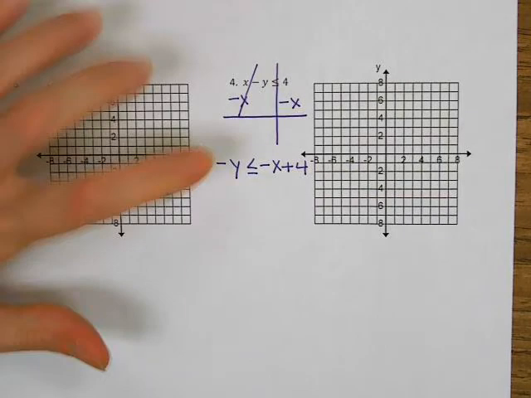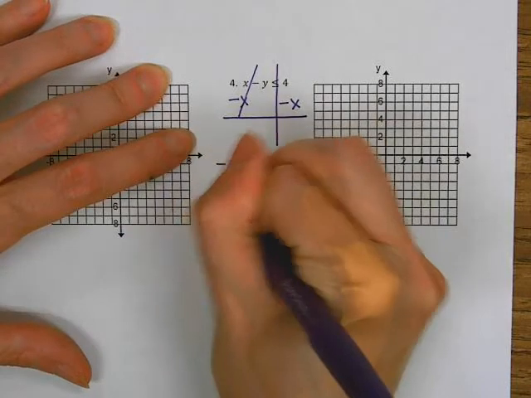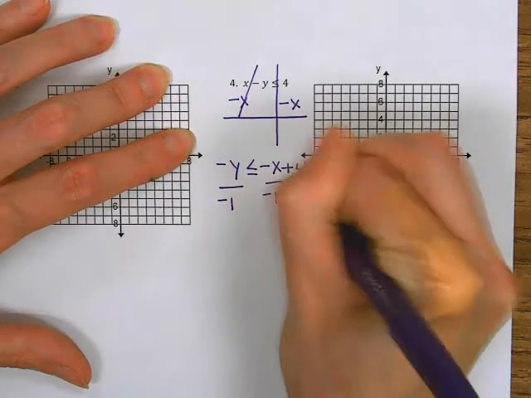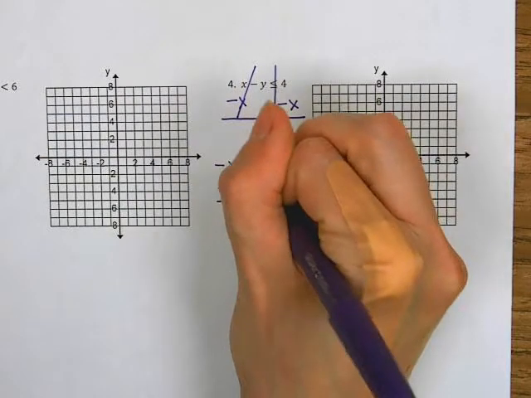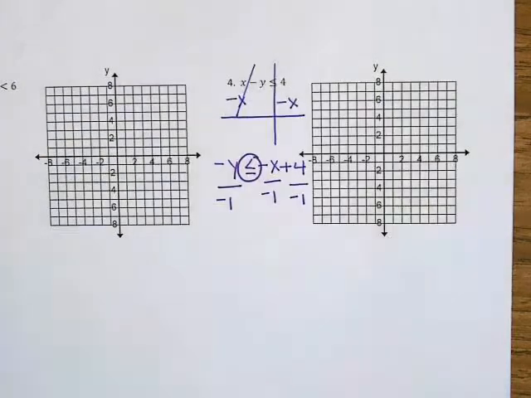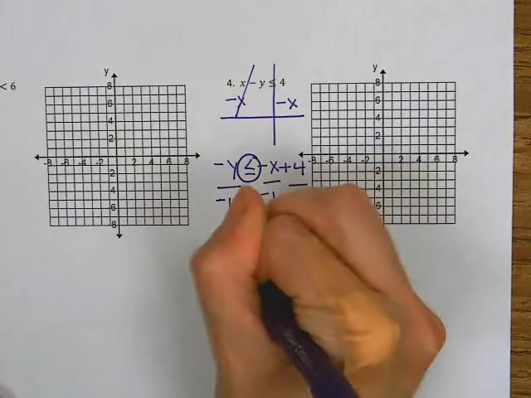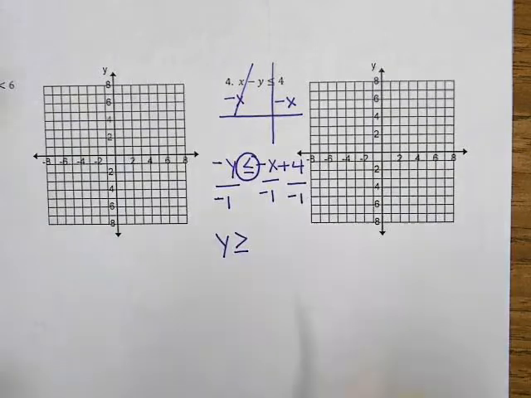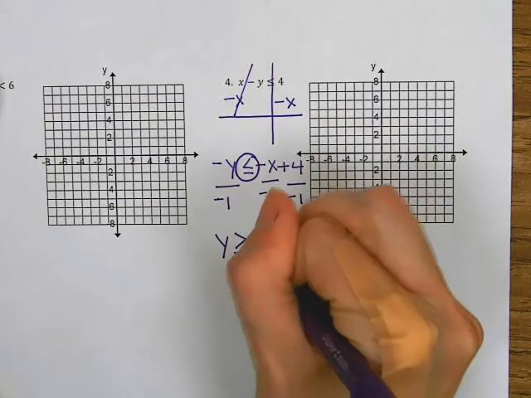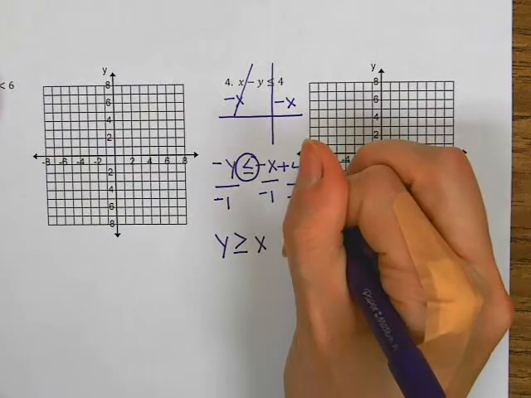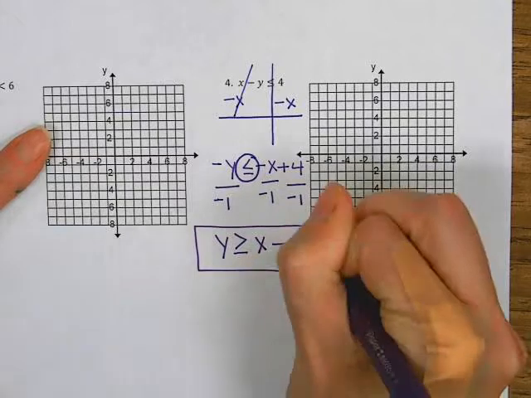Now we're not done. How do we get rid of a negative in front of the y? We divide every single piece by negative 1. But since we divided by a negative, we have to flip the symbol. All right, so a negative y becomes a positive y. We flip the symbol. And then a negative divided by negative becomes a positive. And then 4 divided by negative 1 is negative 4. So that's what we're graphing.